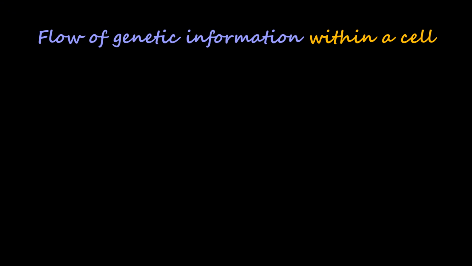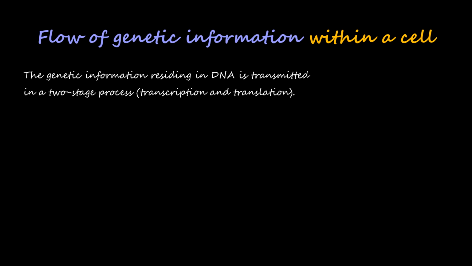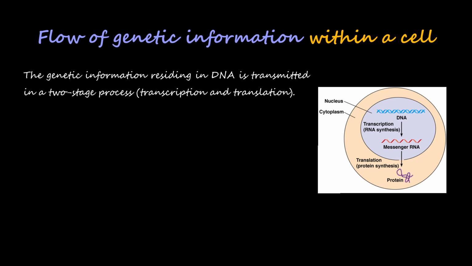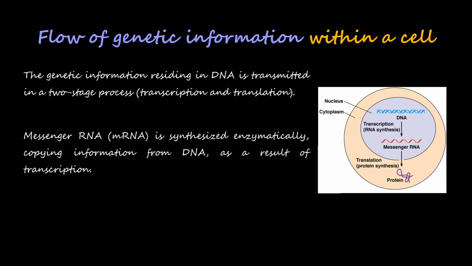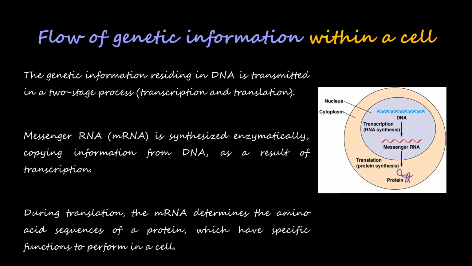So this is DNA replication, and this is how the genetic information is transmitted between generations of cells. Then how is genetic information transmitted within a cell? The genetic information residing in DNA is transmitted in a two-stage process called transcription and translation. Transcription is synthesis of RNA and translation is synthesis of protein. Messenger RNA is synthesized enzymatically, copying information from DNA as a result of transcription. During translation, the mRNA determines the amino acid sequences of a protein which have specific functions to perform in a cell. We'll be talking about DNA replication, transcription, and translation in detail in the upcoming videos.